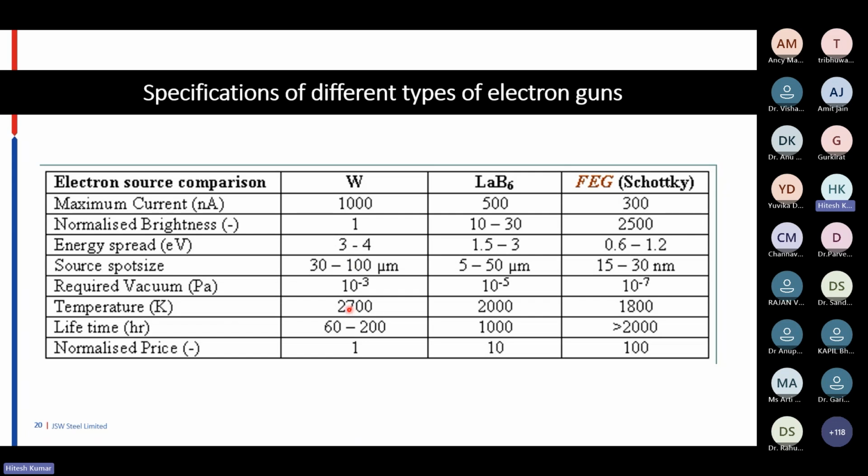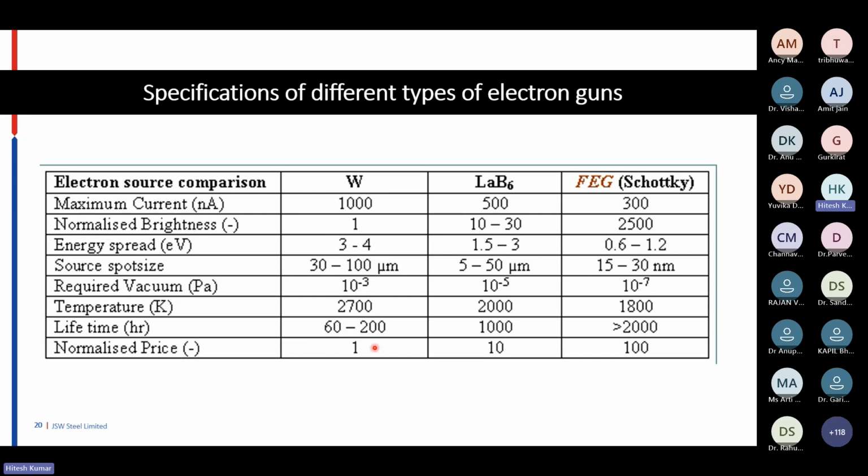60 if you are not using it in a proper manner. 60 to 200, in LaB6 it's 1000. In Schottky, it's more than 2000. Nowadays, we have good sources that go around 10,000 also. So definitely all these features increase your price.